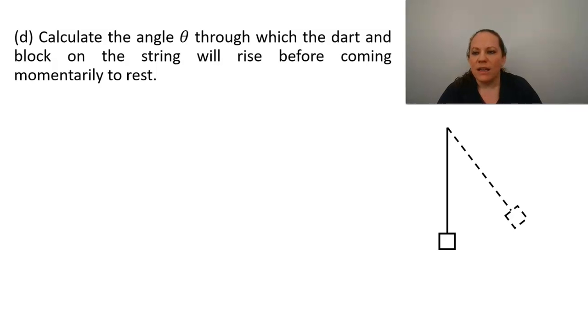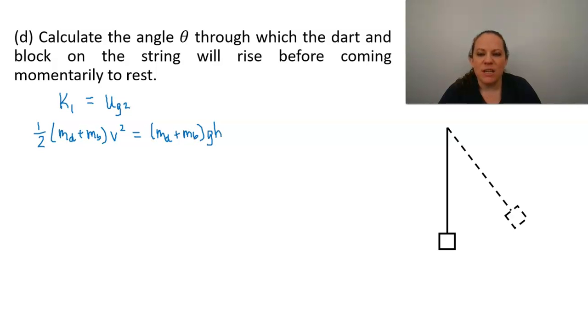So we have all kinetic energy at the bottom of the swing, and it becomes all gravitational potential energy. I'm going to call it position 2 at the top of the swing. So we are going to have 1/2 times the mass of the dart plus the mass of the block together times their velocity squared just after impact. We just found that velocity in the last part. And that's going to be equal to the potential energy, which will be, again, the sum of their masses times g times the height at position 2.